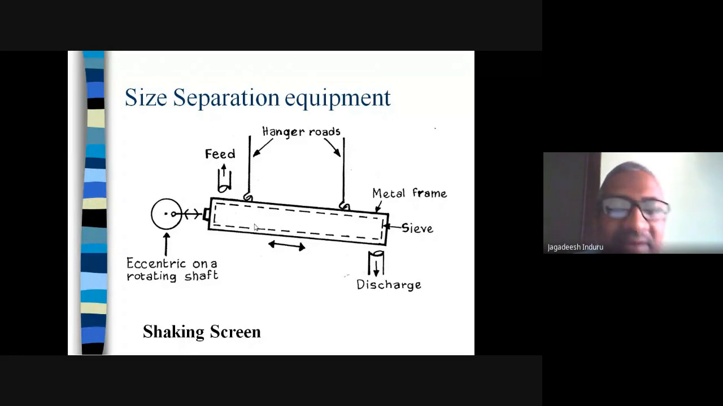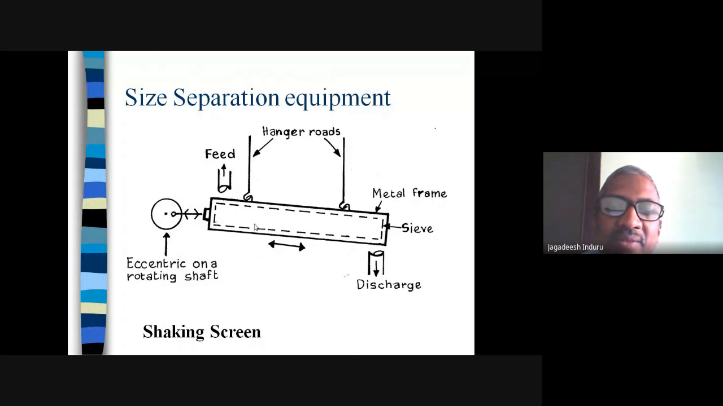Now, we are entering into the working part. When the motor is working, construction we have seen. What is the construction? First part is the metallic frame. The second part is the screen, and bottom to it a sieve. Sieve is actually the size separation part. And we have an eccentric shaft that is attached to a motor. And we have a feed hopper and a discharge chute. Discharge chute which will be containing in the bottom container. Now, the entire setup is supported with hanging rods. These are all the things which are present in the construction.